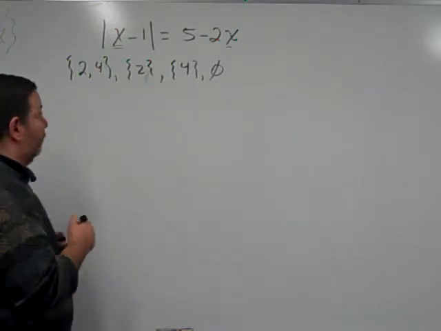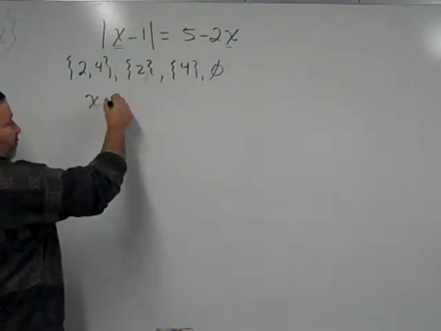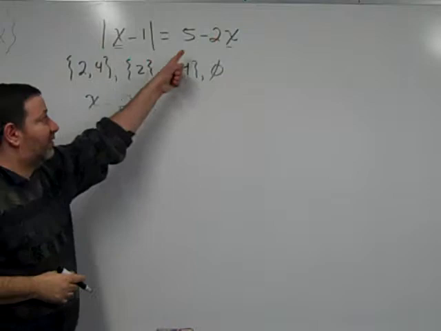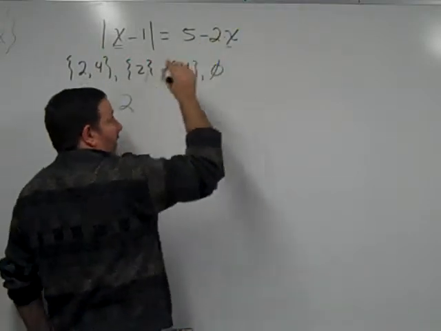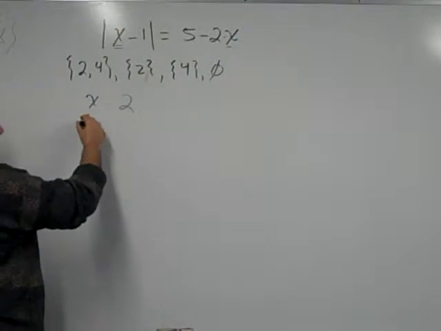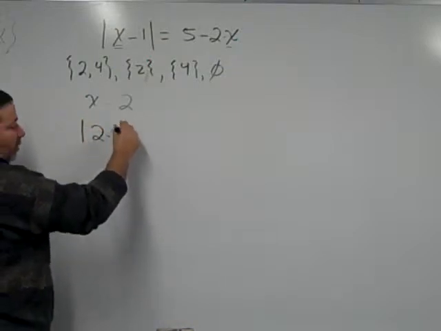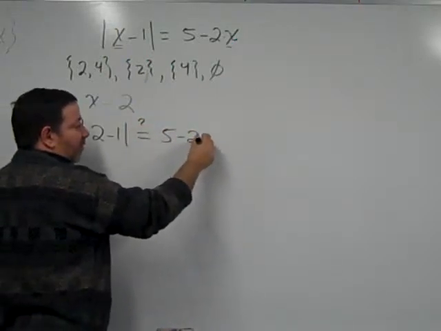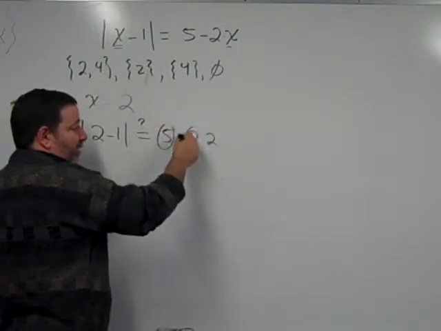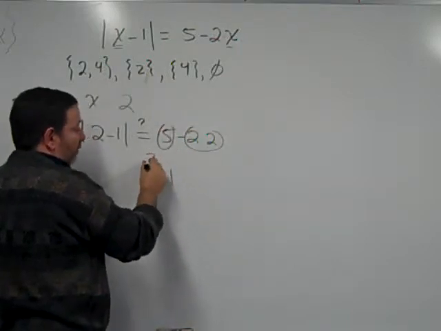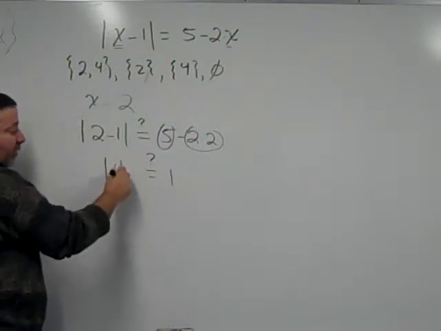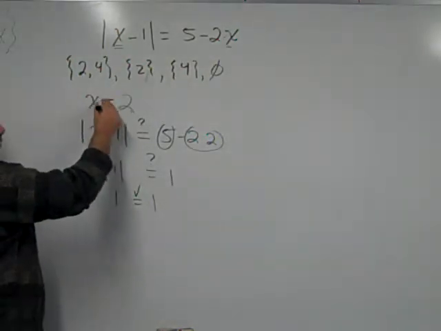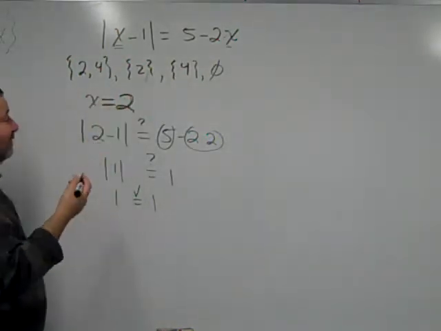So let's try 2 first. Let's see if x equals 2 is going to be a solution. So instead of x, I'm going to write 2. Just remember that's 2 times x. So I have the absolute value of x minus 1. Does it equal 5 minus 2 times 2? Well, 5 take away 4, that's 1. And 2 minus 1 is 1. And yep, the absolute value of 1 is 1. So we do know that x equals 2 is a solution.